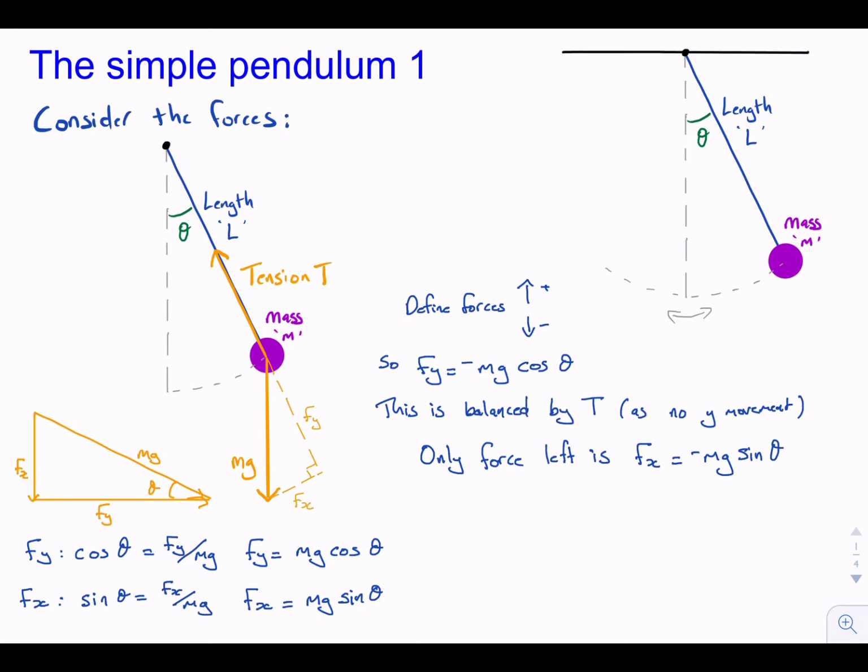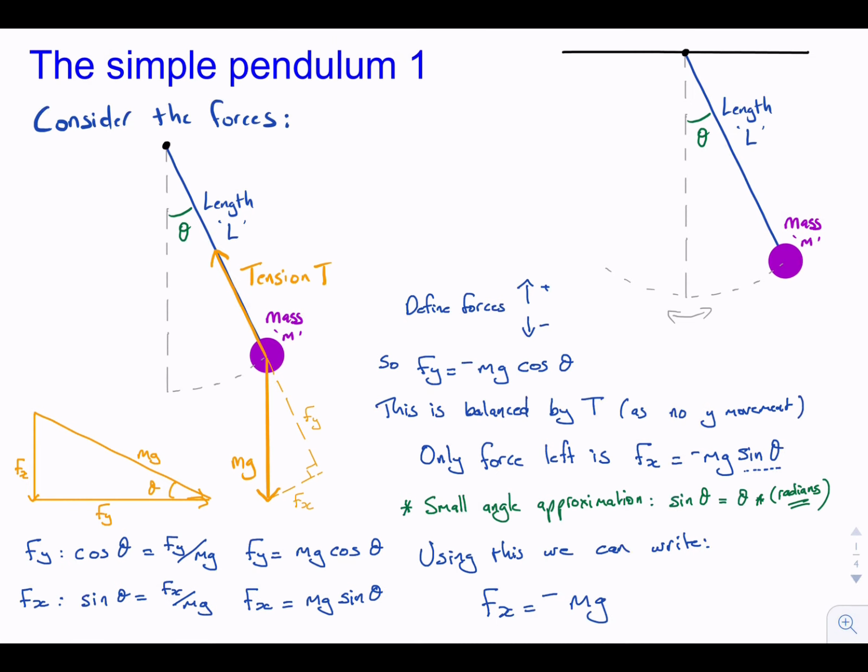A reminder that if we can show that this restoring force is directly proportional to the displacement, i.e. we have a version of Hooke's law, then we have a simple harmonic oscillator. But at this stage we have a trigonometric relation, and this is not what we want. But we can use what's called the small angle approximation, where sine theta for small angles simply equals theta, and this has to be in radians. This is for small angles less than about 15 degrees, and the number needs to be in radians. Using this, we can write that Fx equals minus mg theta.